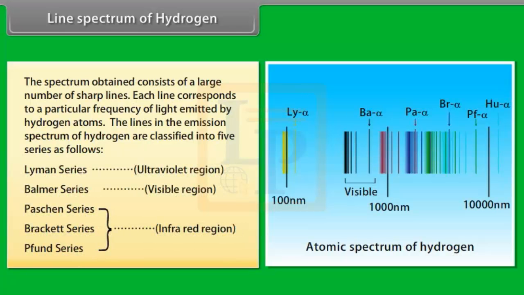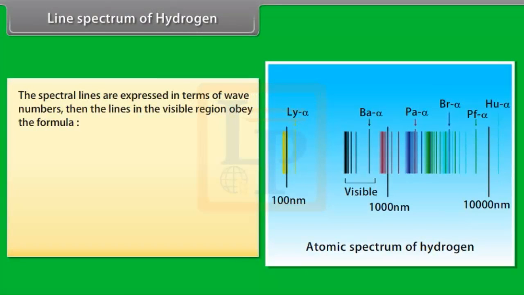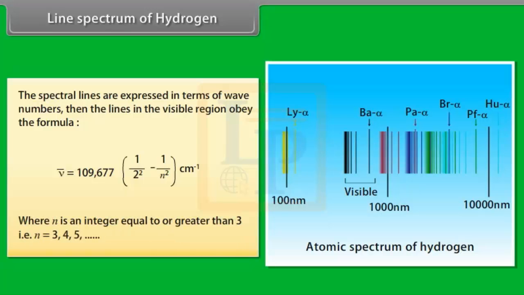Lyman series, it is in ultraviolet region. Balmer series, it is in visible region. Paschen series, Brackett series and Pfund series, these are in infrared region. The spectral lines are expressed in terms of wave numbers. Then the lines in the visible region obey the formula: wave number is equal to 109677 into 1 by 2 square minus 1 by n square per centimeter, where n is an integer equal to or greater than 3, that is n is equal to 3, 4, 5 and so on.